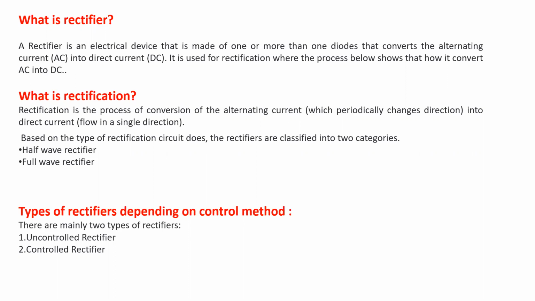After rectifier, we'll see the concept of rectification. Rectification is the process of conversion of alternating current, that is, current that periodically changes direction, into direct current. Based on this type of rectification, the circuits are classified as half-wave rectifiers and full-wave rectifiers. Basically, rectifiers are also classified depending on the control method. Those are classified as uncontrolled rectifiers, in which we use diodes, and second, controlled rectifiers, in which we use SCRs instead of diodes.